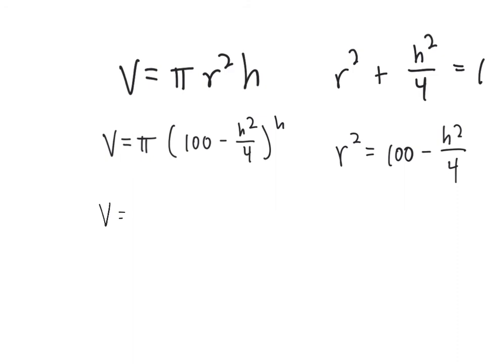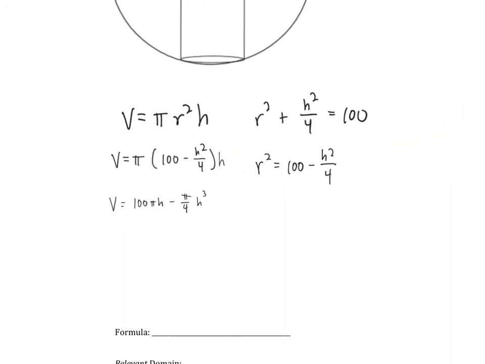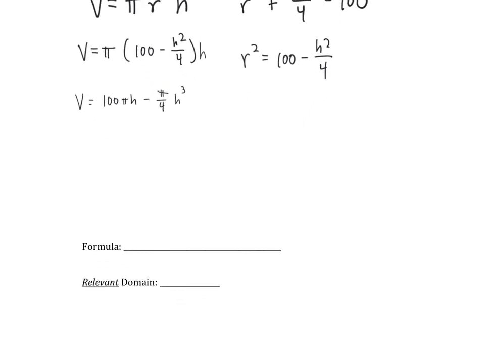Okay, so if we distribute the pi and the h, we'll get 100 pi h minus pi over 4 h cubed. Okay, so there's the formula. That's good, in terms of one variable.